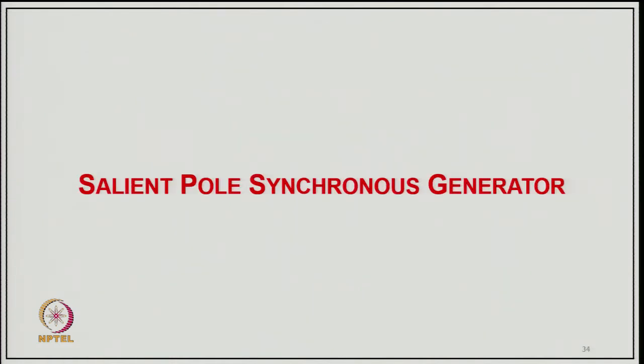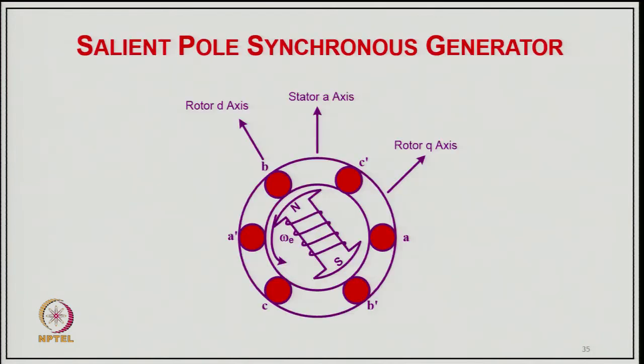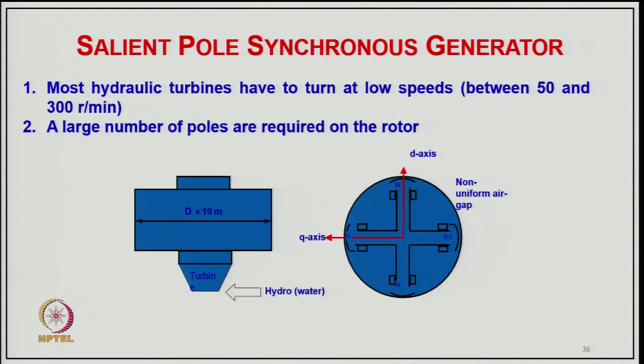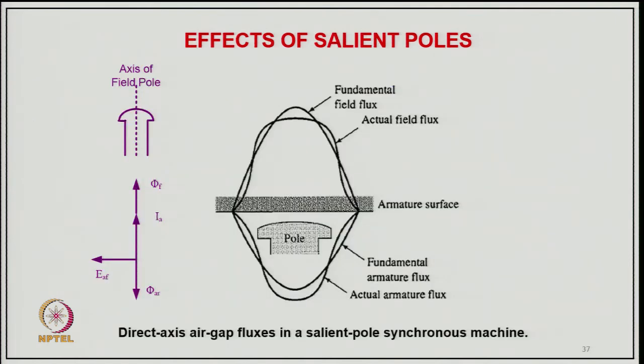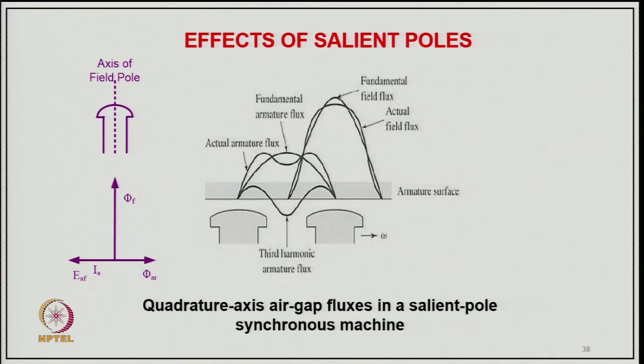Now, coming to talk a little bit about the salient pole synchronous generator. In the salient pole synchronous generator, you can see the rotor pole, or salient pole, with the field excitation, and the armature is typically similar to that of the cylindrical machine. And how are the projecting rotor poles produced? Most hydraulic turbines have to turn at low speed, between 50 to 300 rpm, and a large number of poles are required on the rotor. And this is how you typically have the field excitation, and how the armature and the field flux are there.